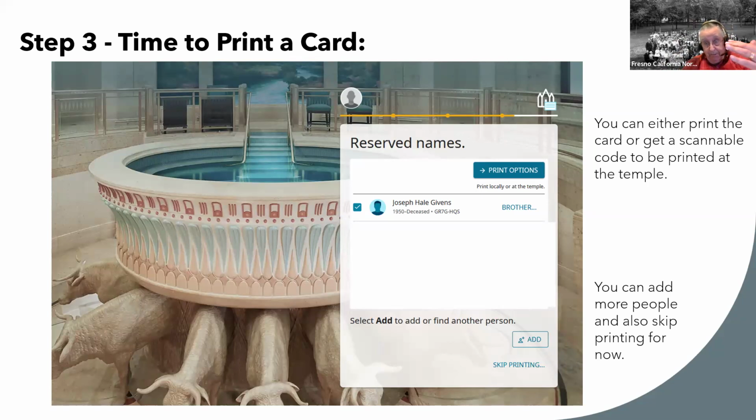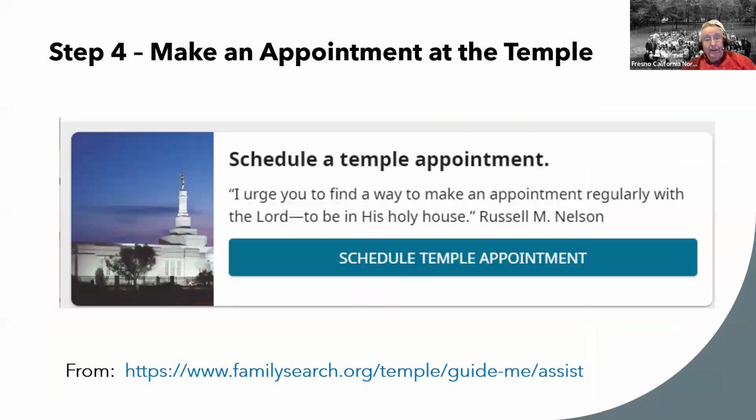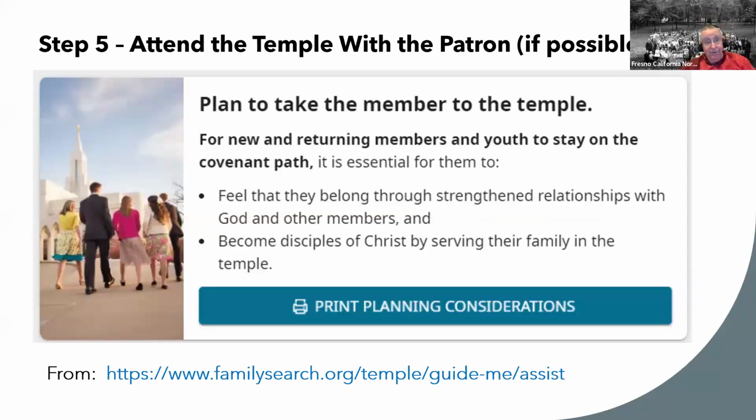But at this point, most likely you're going to go through the print options, and I'm not going to show those because we know how things print out. Then it's going to ask you to help them make an appointment to the temple. It'd be nice to be able to do it right then and there. Of course, you can't always do it, but you can teach them how to go to tools or go to FamilySearch.org or LDS.org. There's all kinds of places where you can make an appointment to go to the temple. But teach them how to make that appointment.